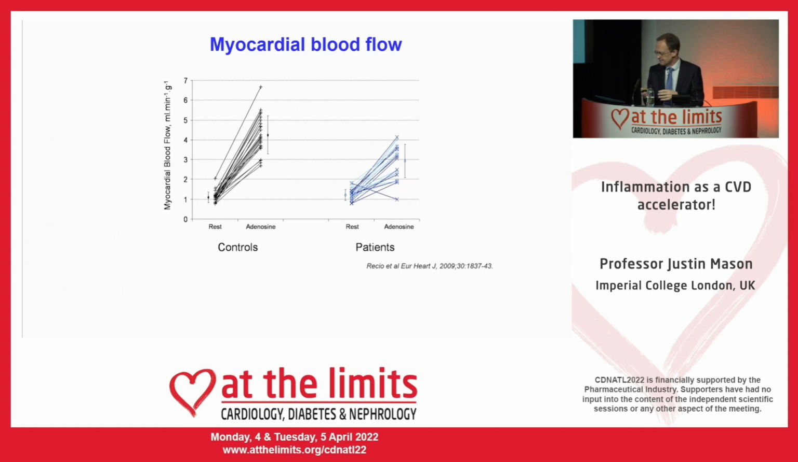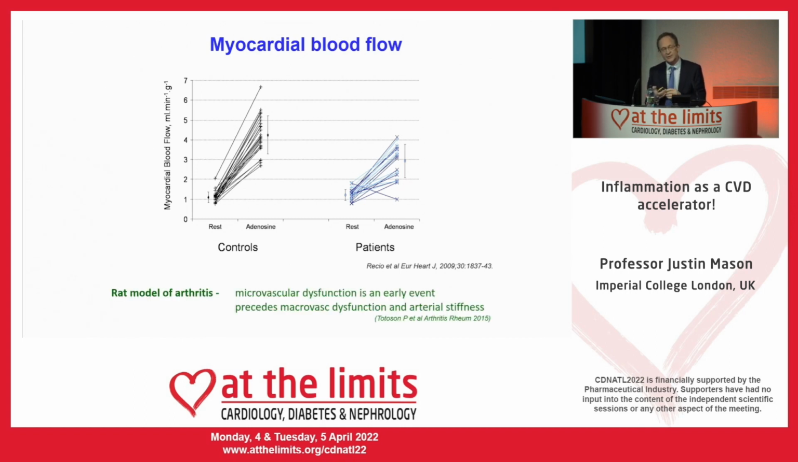But interestingly, a subsequent study using a rat model of collagen-induced arthritis has illustrated early disturbances in microvascular blood flow, microvascular dysfunction, and it was these rats that went on to develop evidence for early macrovascular disease and increasing aortic stiffness. So it seems possible that one might be able to take a subgroup of SLE patients and predict whom is most likely to develop cardiovascular complications.